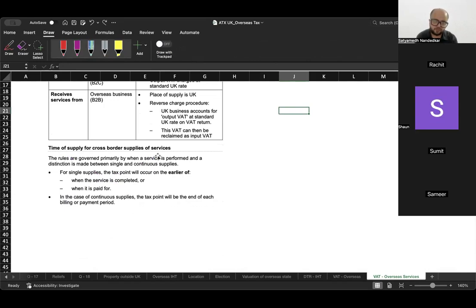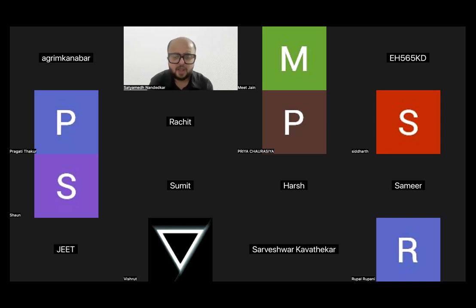So when you have continuous supplies and single supplies: if there is a single supply, the tax point will be the earlier of when the service is completed or when it is paid for. In case of continuous supplies, the tax point will be the end of each billing or payment period. So if monthly billing is happening, your liability will arise monthly. So that is the long and short of all overseas in the ATX paper.